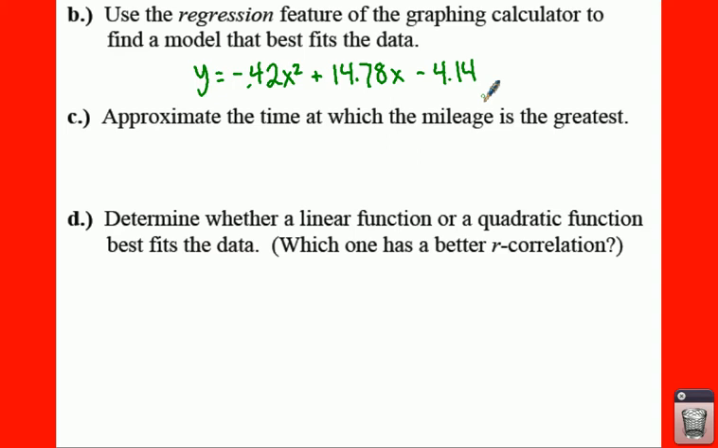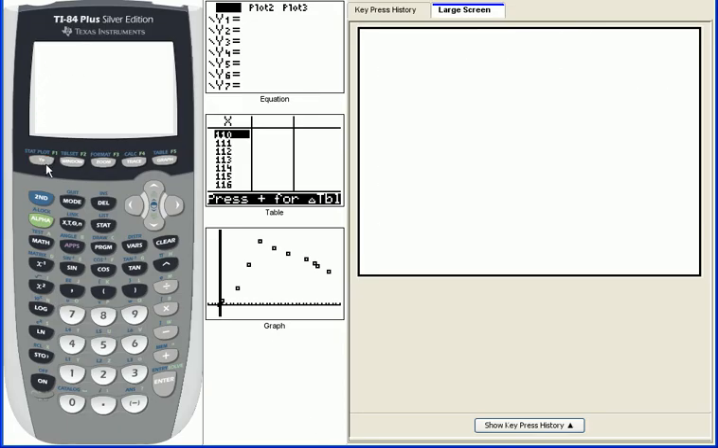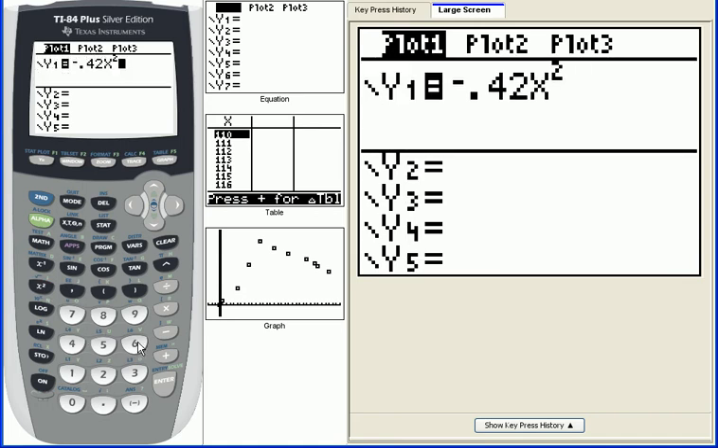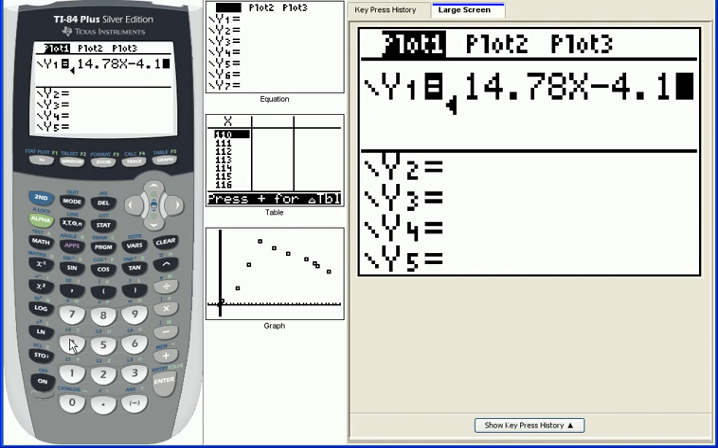Now, if we were to graph this, well, actually we'll do that for part D. What we want to do is approximate the time at which the mileage is greatest. If you want to graph this onto your equation, go back to your y equals and type in negative 0.42x squared plus 14.78x minus 4.14, and then hit your graph button.